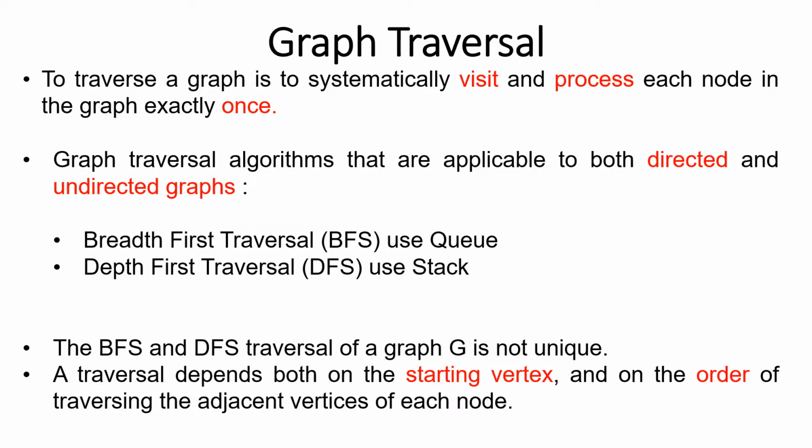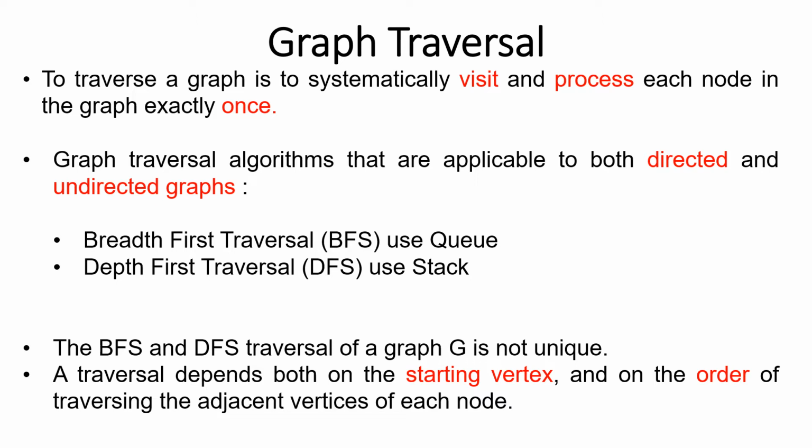Traversal algorithms are used to visit and process the vertices of a graph in a systematic way. The graph traversal algorithms that are applicable for both directed and undirected graphs include the breadth first traversal, also referred to as the breadth first search, BFS, which makes use of a recursive algorithm and a queue. And the second one, the depth first traversal or depth first search, also known as DFS, which makes use of a recursive algorithm and a stack.